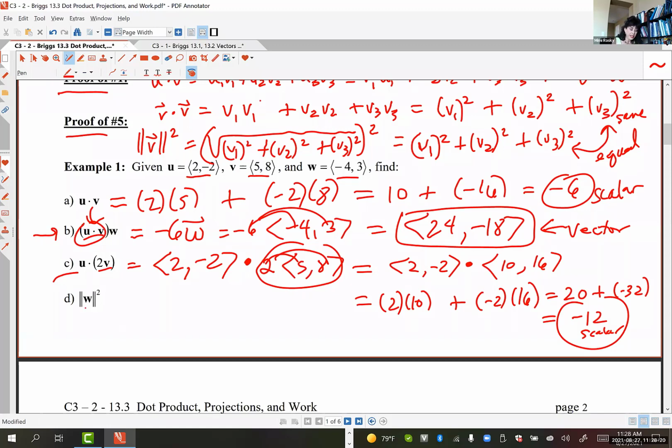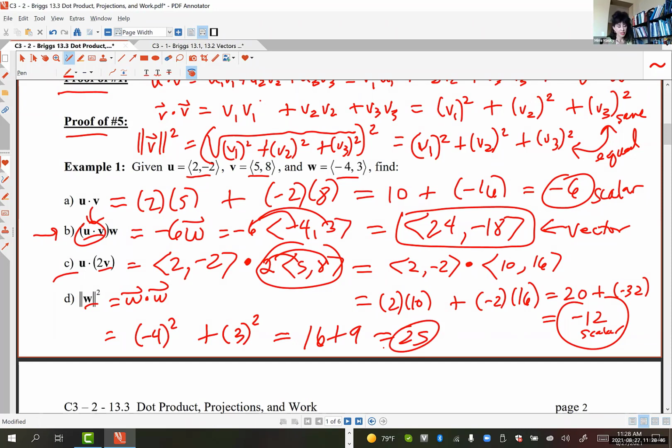And finally, the magnitude of W squared, which doesn't involve a dot product, but if you wanted to, it would give you the same result as W dot product with itself. Let's just use example 5 anyways, and I claim it'll be the same. It's just going to be negative 4 squared plus 3 squared, which is 16 plus 9, which is 25. And I'm done. And I'm done with example 1. And this is a scalar.